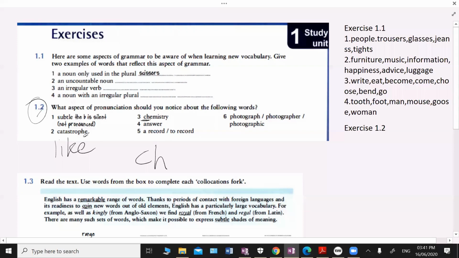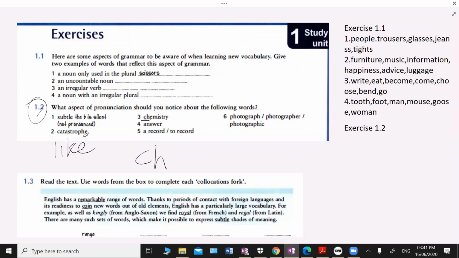Yes, it is. Okay, now look at number 4. Done with number 3. Word number 4 is answer. Answer my question. What is something you notice in number 4? W is silent, thank you. Yeah, that's right. W is silent.